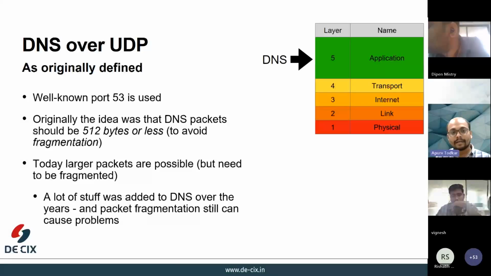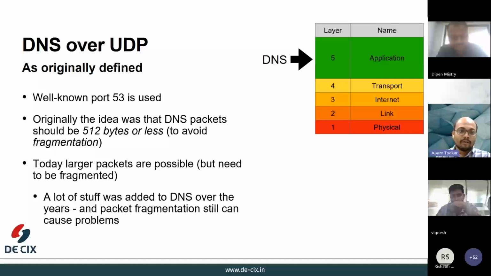Initially, the DNS packets were designed to have a maximum size of 512 bytes to avoid fragmentation. Fragmentation occurs when a packet size is too large for a link, requiring it to be split into smaller packets and reassembled towards the destination, which was something we wanted to avoid, so the maximum size was set to 512 bytes. However, today and for quite some time, larger packets are also possible, and they might be fragmented, which can cause problems sometimes, but that is up to the network and how it handles it.